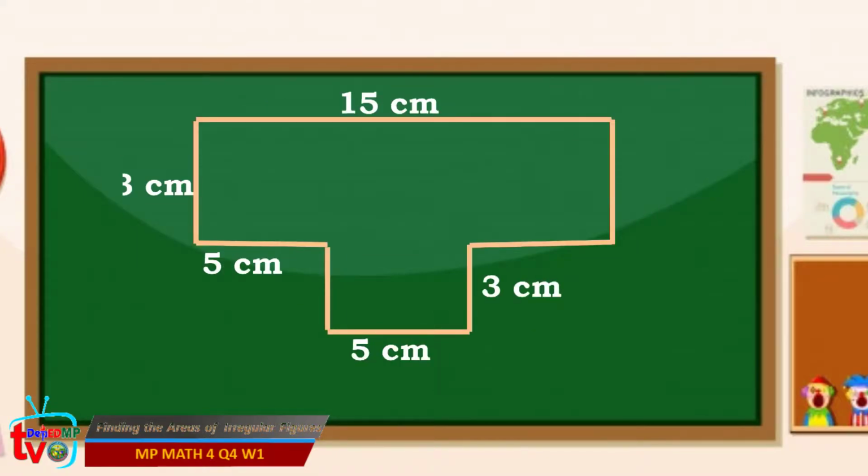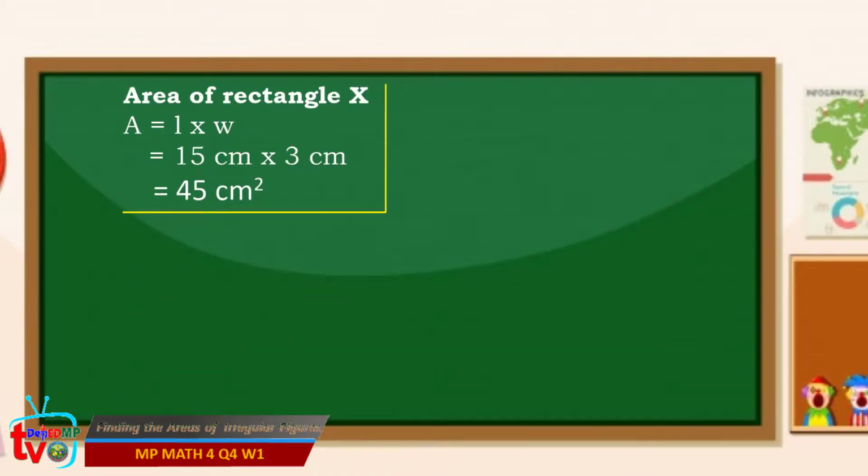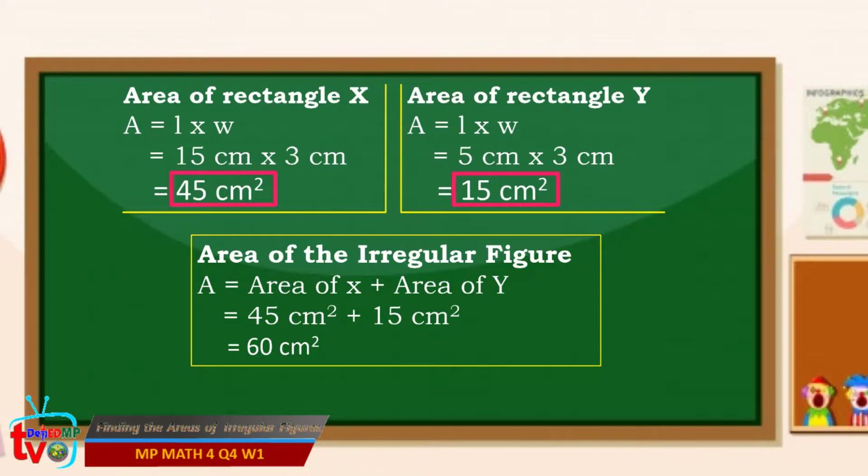The easier way to partition this figure is to divide it into two. So we have now rectangle X and rectangle Y. Area of rectangle X is 45 centimeters square. Area of rectangle Y is 15 centimeters square. Area of the irregular figure is 60 centimeters square. Therefore, the area of the front yard that will be planted with frog grass is 60 centimeters square.